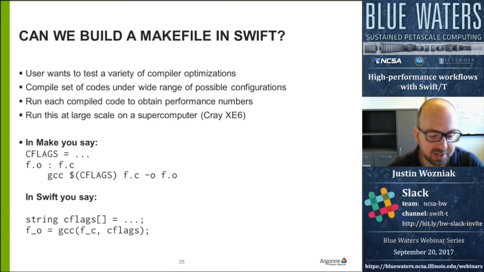So we were asking the question, well, what would it look like if we essentially try to do a big parallel makefile in Swift? How would that look? So we basically wrote a makefile in Swift, and it's able to be deployed on a big machine. I'll go into that in a second.